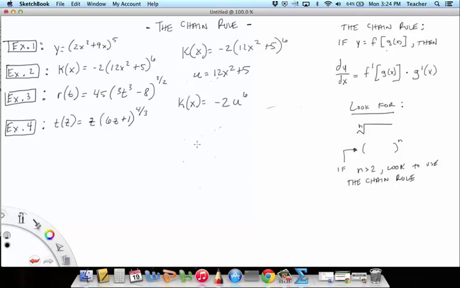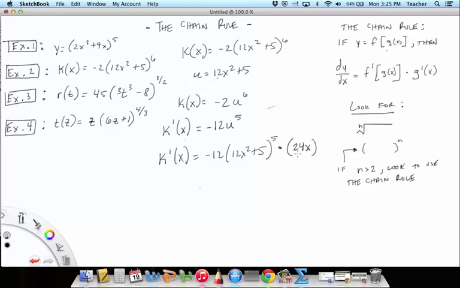Now if I just use my general power rule here, I'm going to get the derivative of this is negative 2. Sorry, I have to take the derivative, don't I? Hold on a second. That would be negative 12, because I take 6 times negative 2, which is negative 12 u to the 5th. Okay, and now I'm going to put that u back in there. So I'm going to have k prime equals negative 12 times 12x squared plus 5 to the 5th power times the derivative of the u function, which in this case is 24x.